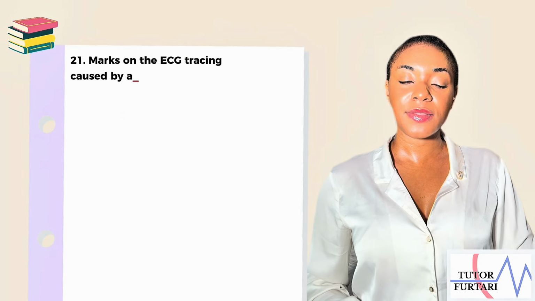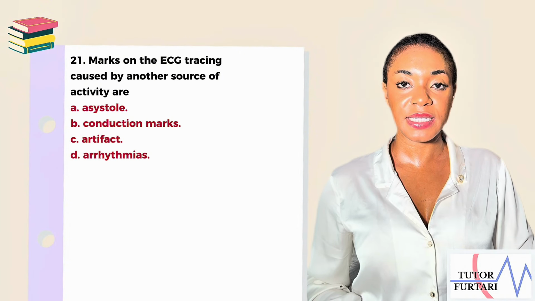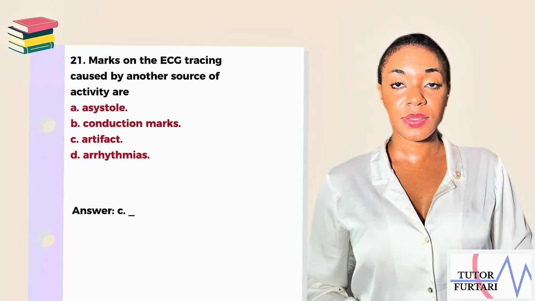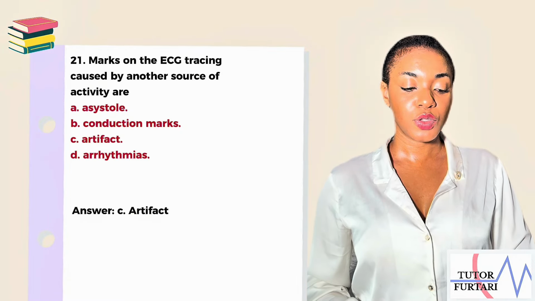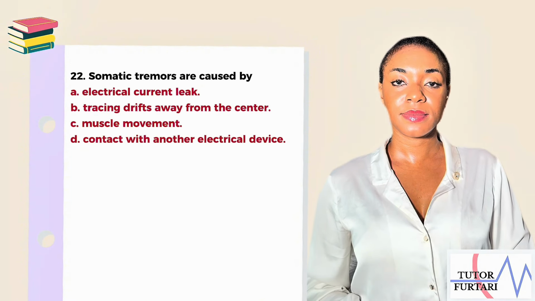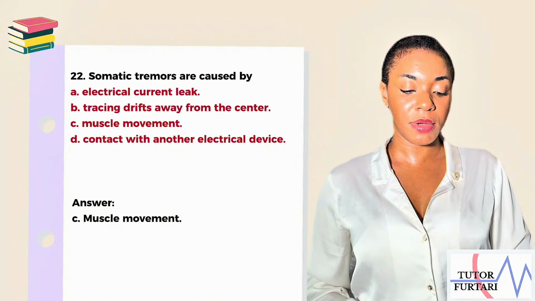21. Marks on the ECG tracing caused by another source of activities are called what? If your answer is C, artifact, you are correct. 22. Somatic tremors are caused by? The answer would be C, muscle movement.